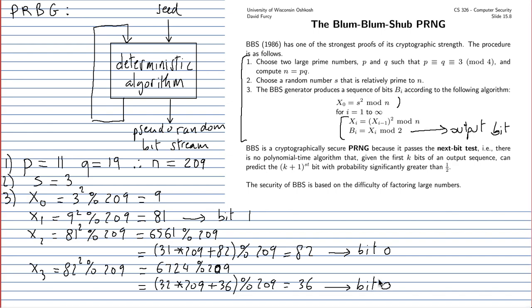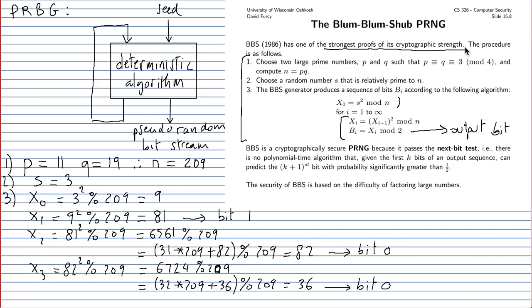So this is a partial trace of the BBS algorithm when picking 11 and 19 as the two prime numbers and s equal to 3 for the seed. So this is a relatively simple algorithm. Now remember that in practice, the p and q and s are going to be very big numbers, but still, as long as you can do modulo operations and multiplications, that is extremely simple to compute. Now the reason BBS is a very popular algorithm is because it has a very strong proof of security.